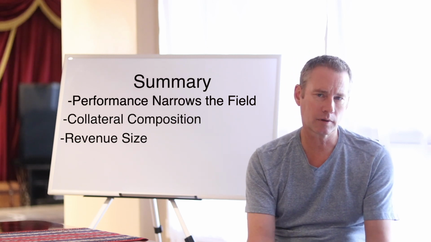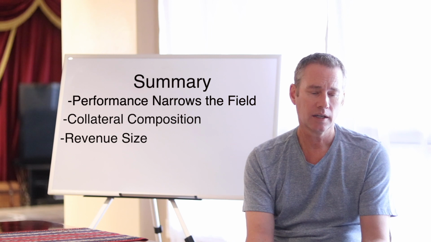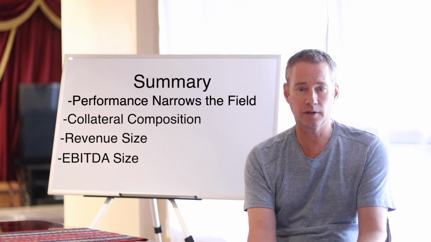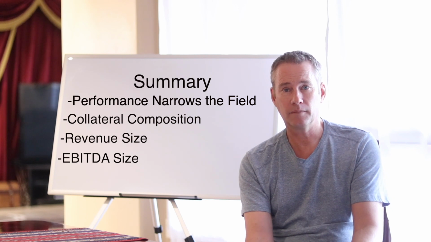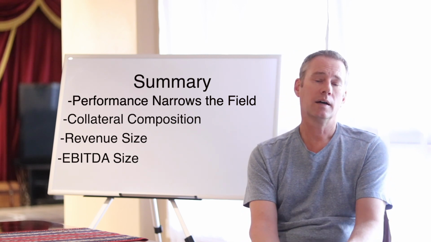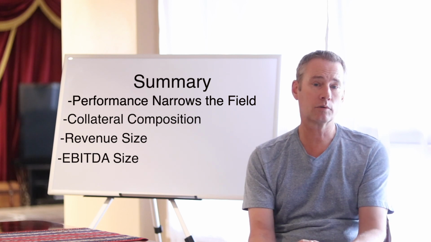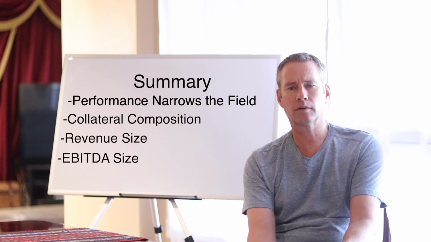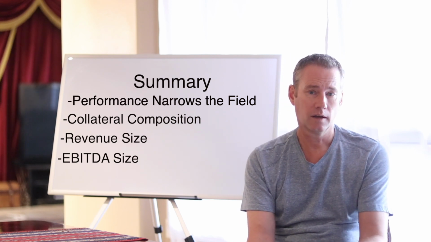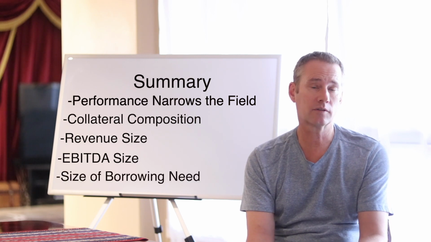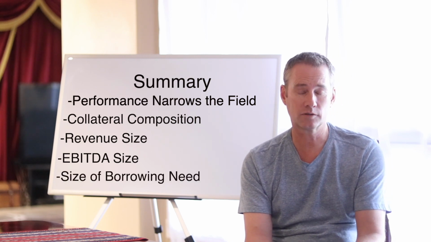Third parameter with regard to size is EBITDA size. EBITDA is on the margin, so when sales are declining, EBITDA will decline faster. This is always a problem when you're looking for a lender, because lenders sometimes base their loan criteria on the EBITDA size of a company. And then the other and most important aspect of size has to do with the transaction size. How big is the loan that you need? This probably should have been number one.